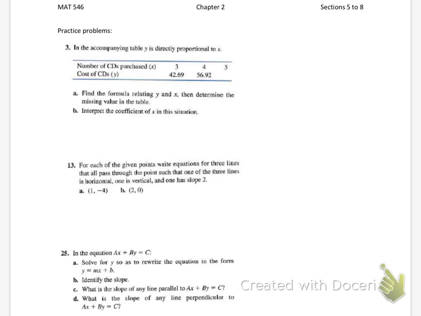Okay, for these practice problems, I picked out some from the textbook. So practice problem number 3, in the accompanied table, y is directly proportional to x. So find the formula relating x and y. So all we're looking for is the slope, right? So to get the slope, change in y over change in x. Number of CDs purchased is your x. So that's going to be 4 minus 3, which is 1. And then 56.92 minus 42.69. Do that math. Okay, so you should get 14.23 is your slope.